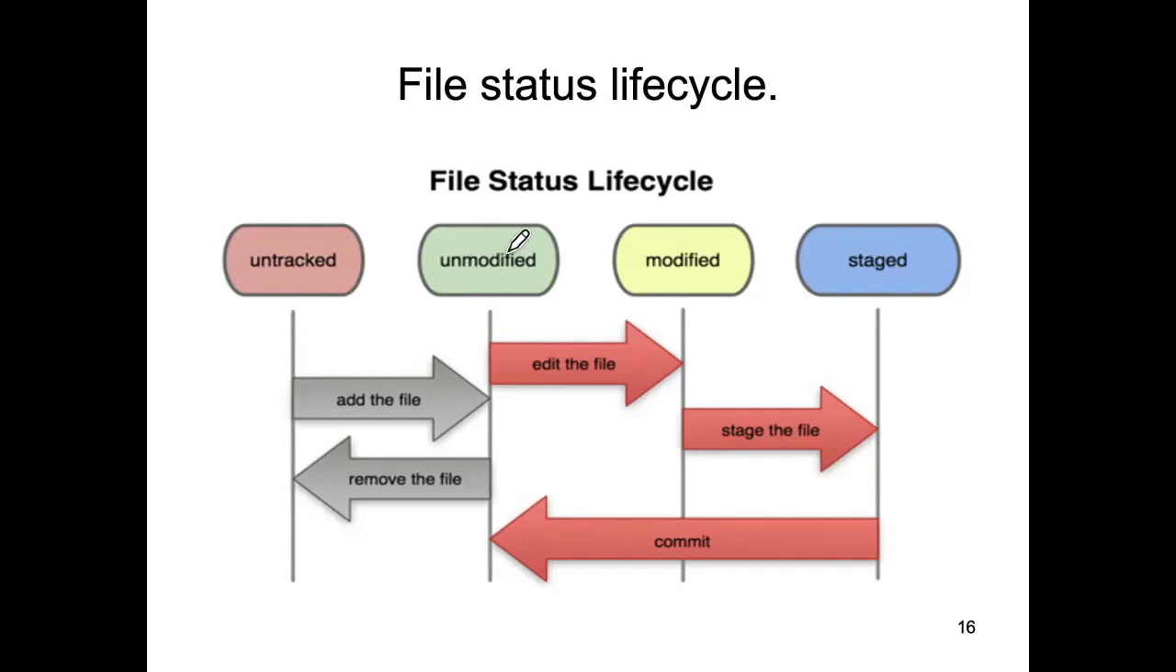So it's in an unmodified state. If we make edits to that file, it changes to a modified state. If we then do a git add on that file, it moves into the staged state. And finally, if we do a git commit, then that file goes from being in a staged state back to unmodified, and it kind of stays within this loop here.